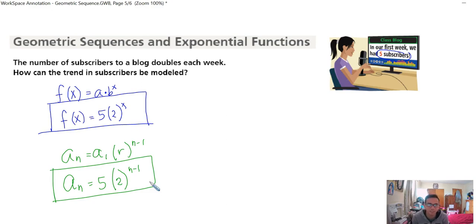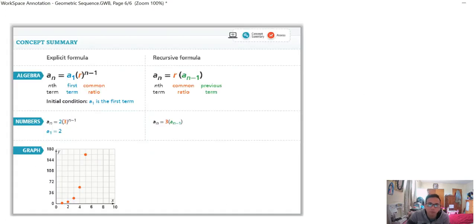All right. Okay. So that's how we make connections with geometric sequence and exponential function. So as a review of what we discussed in this video, we have the concept summary, we have the explicit formula, and we also have a recursive formula, and making connection with exponential functions.